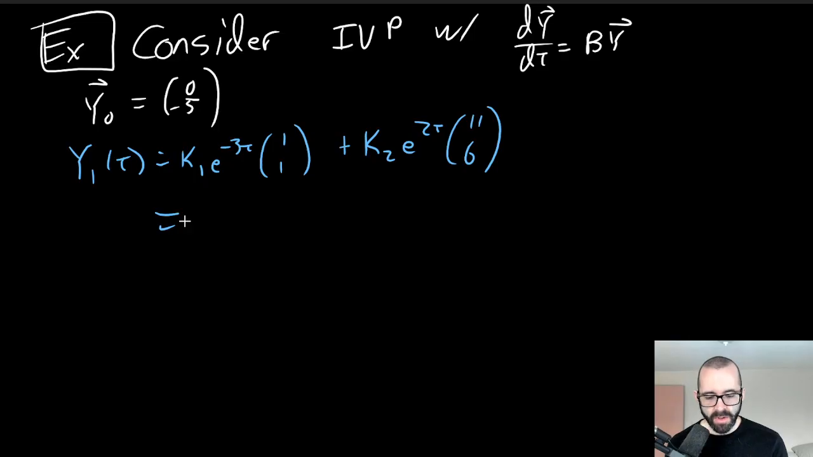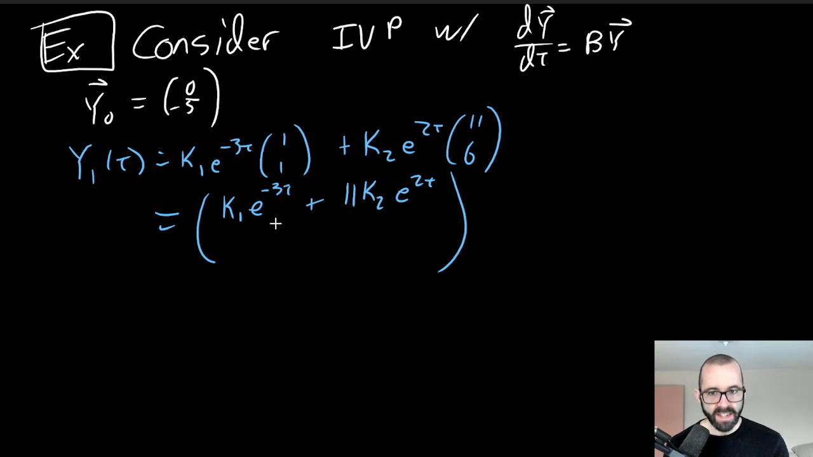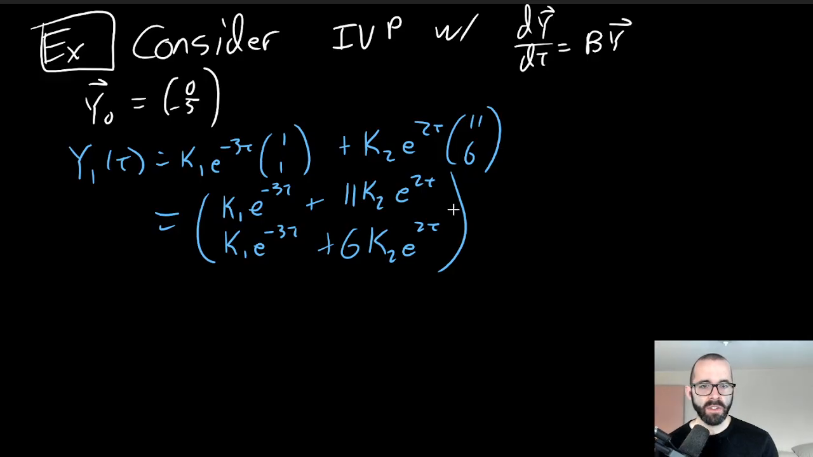This is how we often rewrite it, but you can also rewrite this as K1 e to the negative 3t times 1 plus 11 times K2 e to the 2t as the x coordinate, right? And then the y coordinate is K1 e to the negative 3t plus 6 times K2 e to the 2t. So these are equivalent ways of writing it. The top one really shows you what x of t is and what y of t is a little quicker.